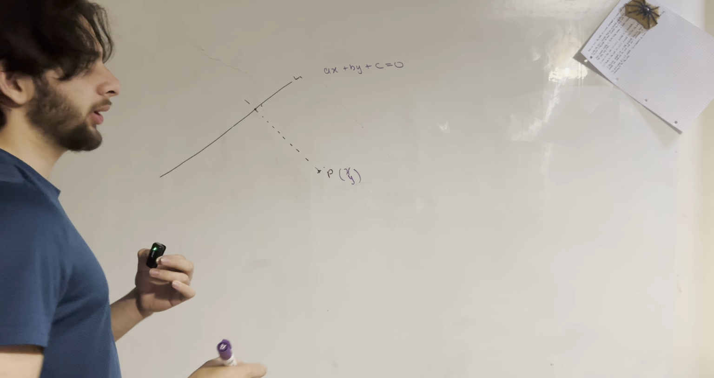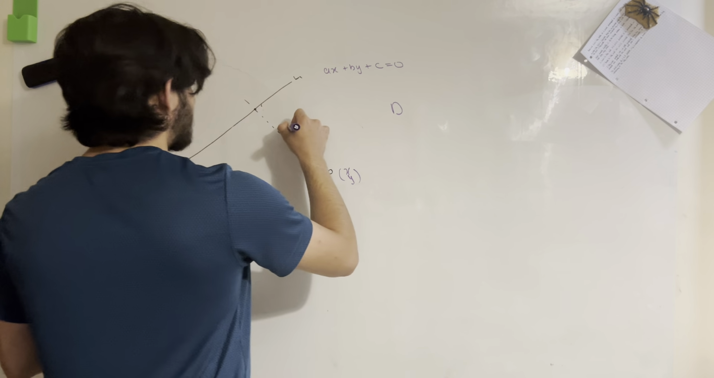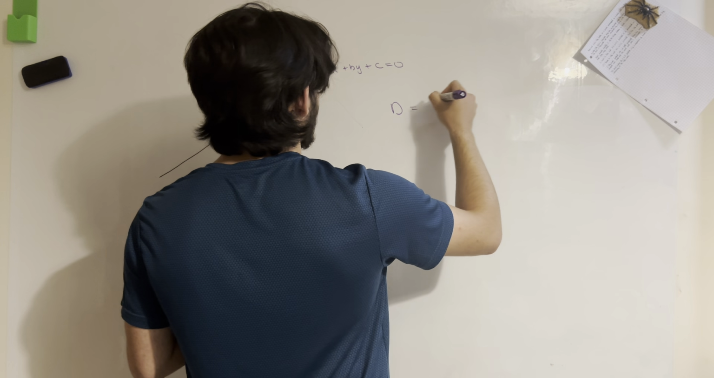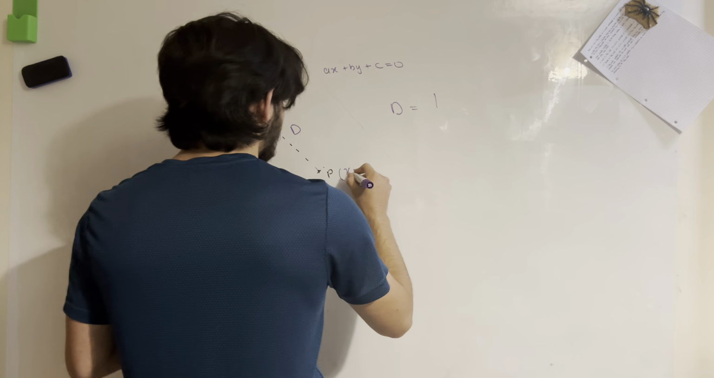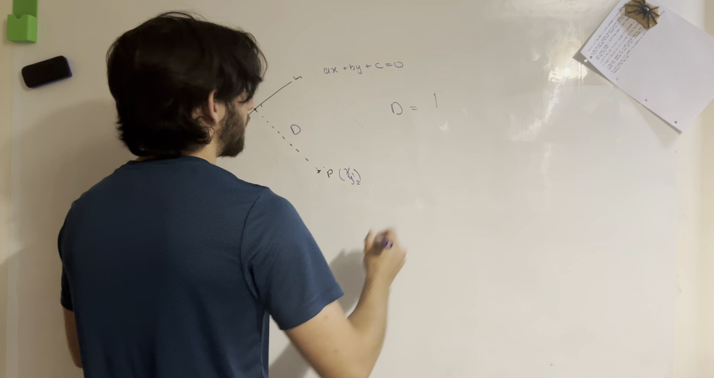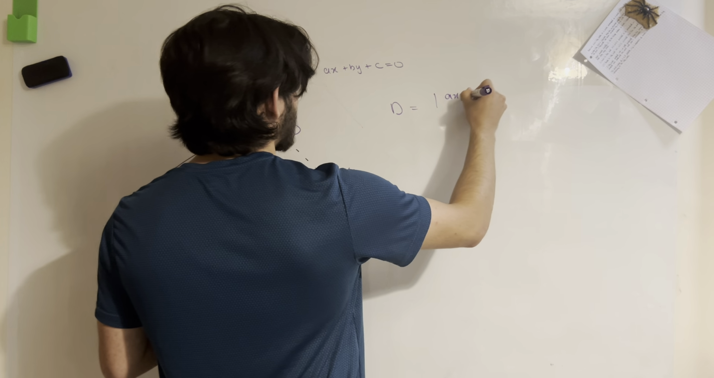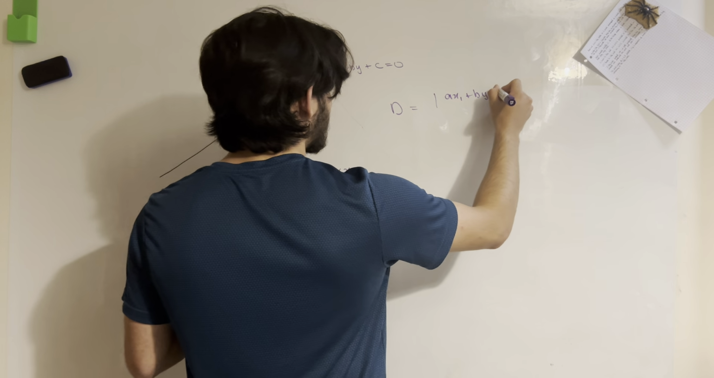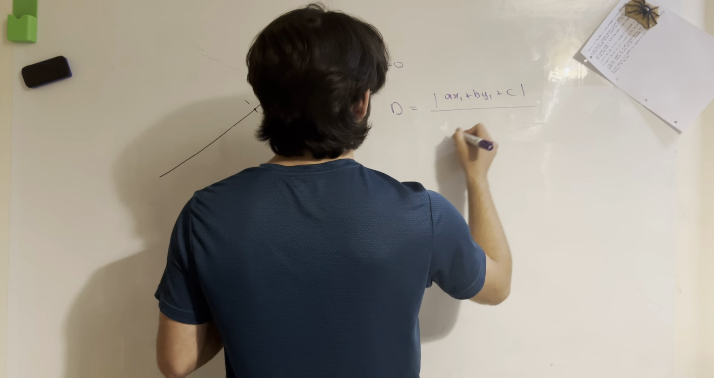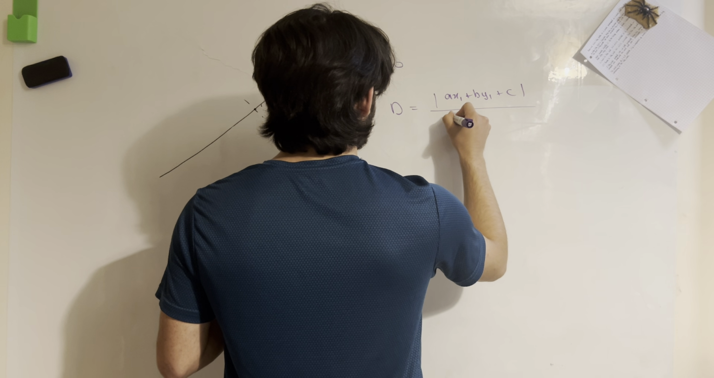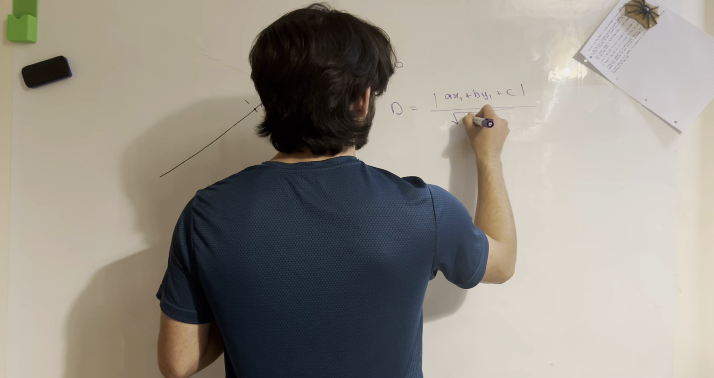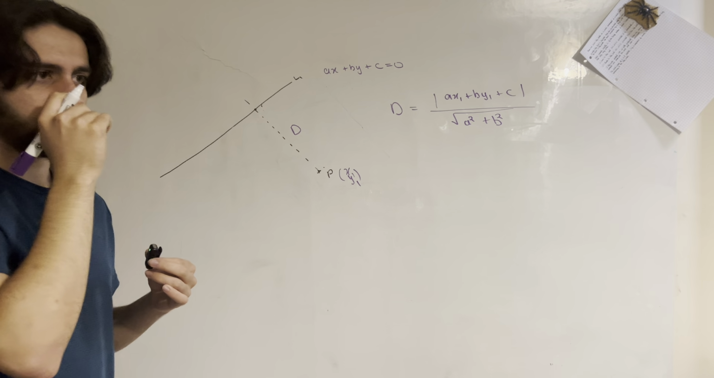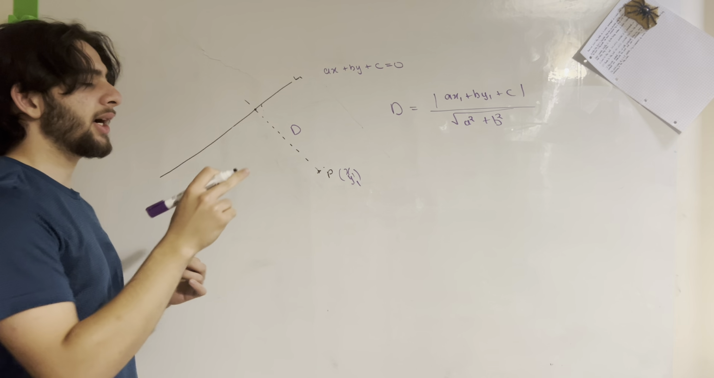The point distance formula, which gives us the distance between the point and the line, is the modulus of ax1 plus by1 plus c, divided by the square root of a squared plus b squared. And this is your point distance formula for between a line and a point.